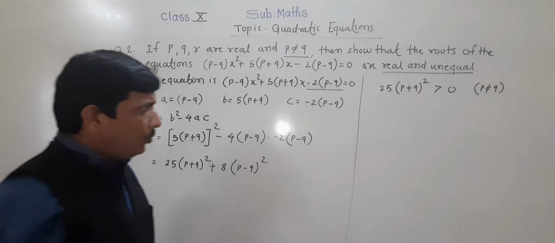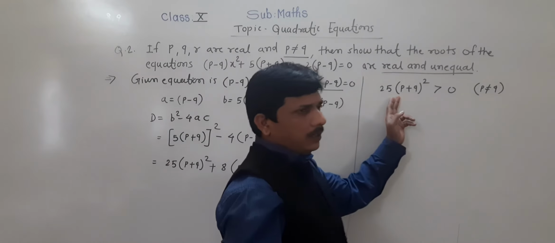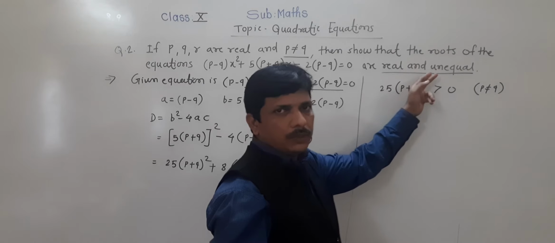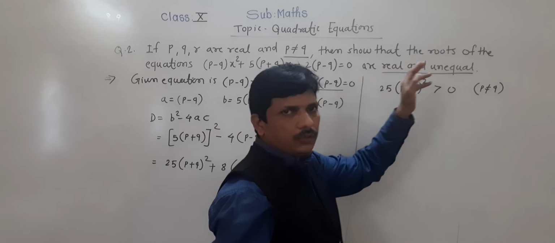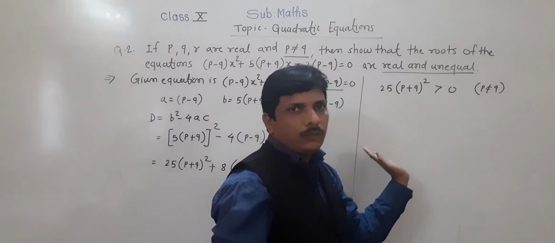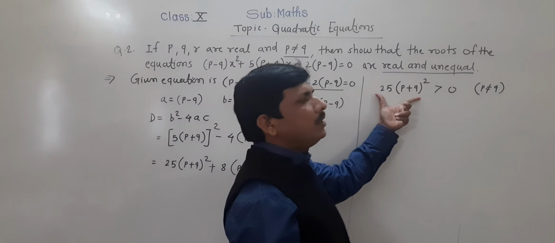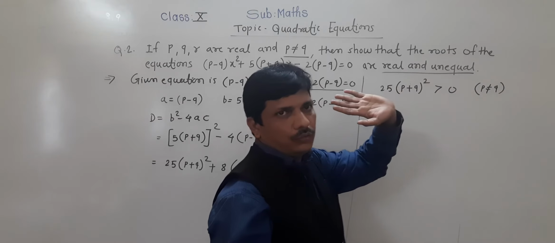Okay, why? You can put any value. Suppose I am taking p as 1 and q as 2, so 1 plus 2 is 3, 3 square is 9, 25 into 9. Definitely we will get a positive value which is greater than 0. So the value of this is greater than 0.